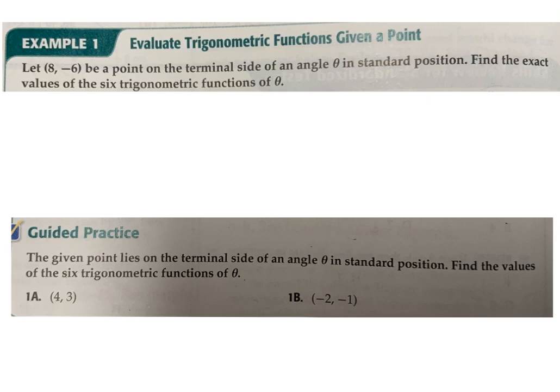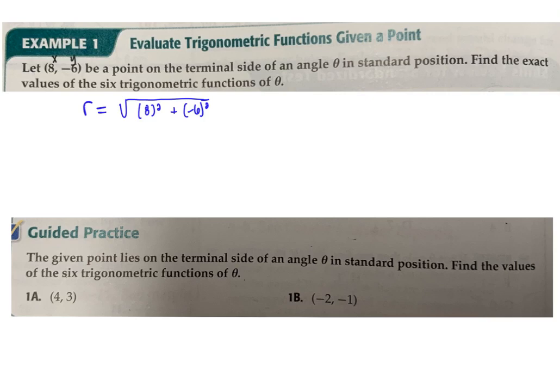Let the point (8, negative 6) be a point on the terminal side of angle theta in standard position. Standard means it's just a positive angle. Find the exact values of the 6 trig functions. They have given me x and y, and I need to calculate r. So my first step is to calculate r using the Pythagorean theorem. R is going to be the square root of x squared plus y squared. R will always be positive because you're talking about a root.